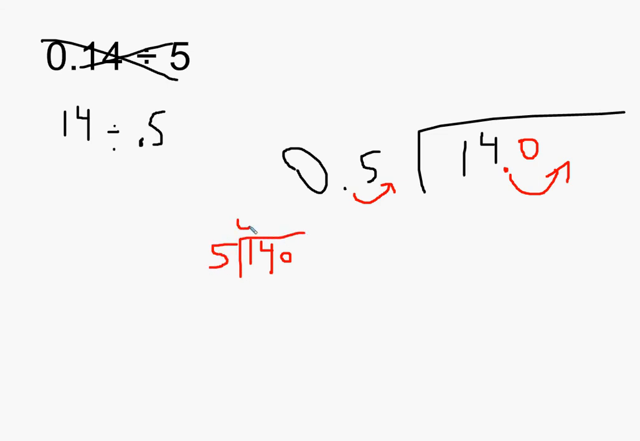5 goes into 1 0 times. 5 goes into 14 2 times. 5 times 2 is 10. I subtract. I get 4. Then I bring down the 0. 5 goes into 40 exactly 8 times. 8 times 5 is 40. And my answer is 28. 14 divided by 0.5 is 28. And hopefully those examples were helpful.